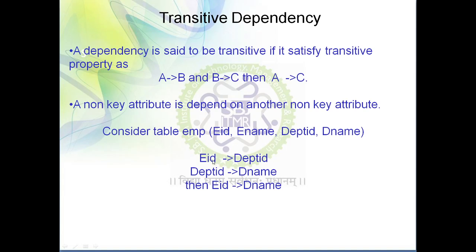So transitive dependency exists between employee ID and department name. Why? Because EID helps to find the value of DNAME, and employee ID helps to find the value of DNAME. So this is the concept of transitive dependency.